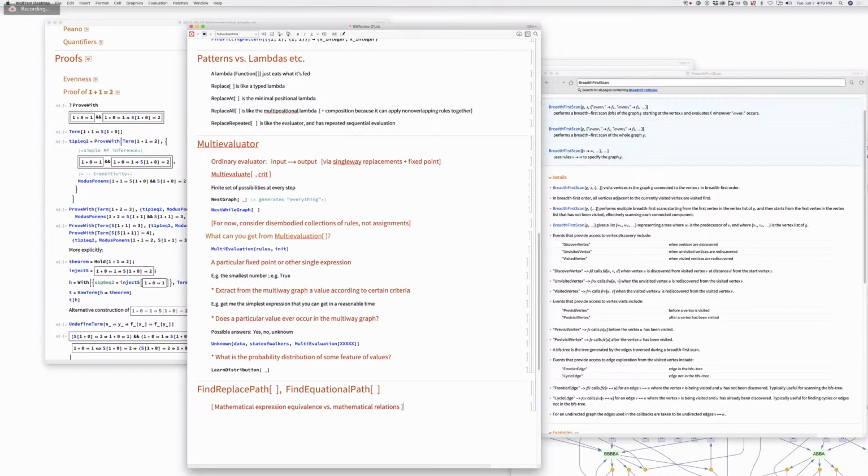Now, of course, the thing that we're not doing there is extract according to certain criteria, like use the analog of find equational path to simplify things. That's a different thing. That's saying you're flapping around to all these different paths, find the one that leads to the simplest expression. Am I making sense?